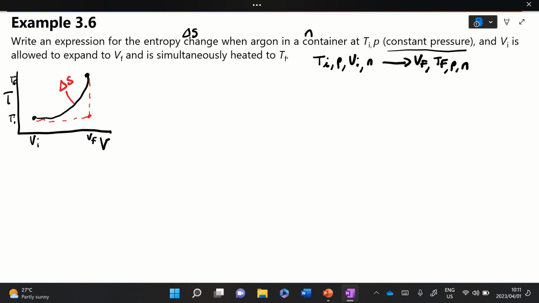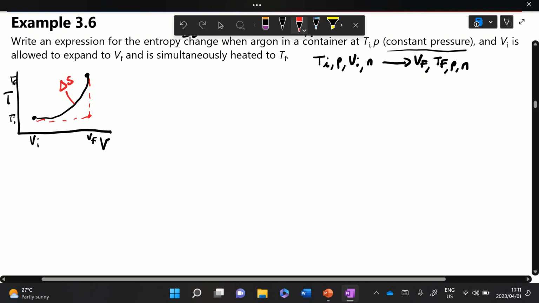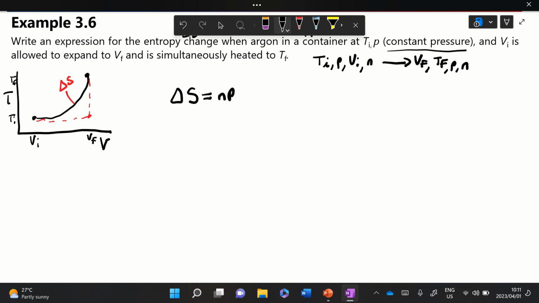And what we learned from those processes was that we could use a formula that says delta S is equal to NR ln of Vf over Vi. So this is for the isothermal.